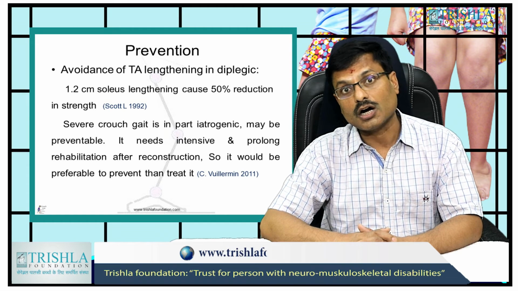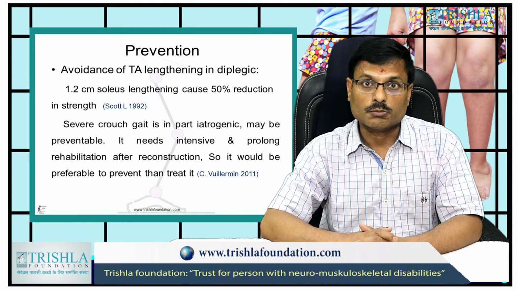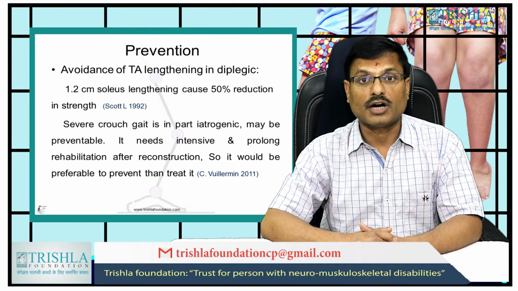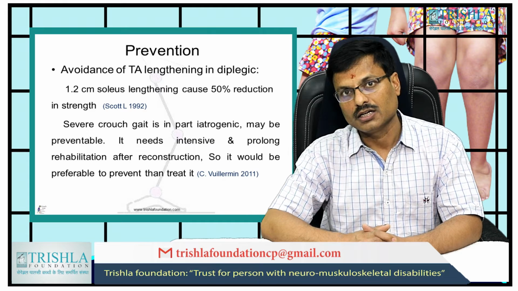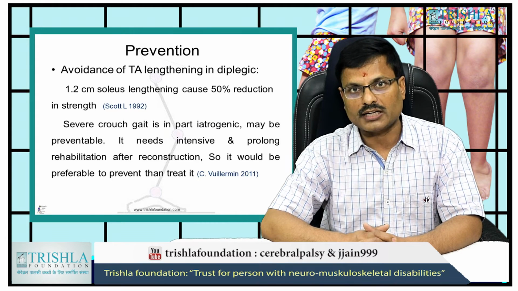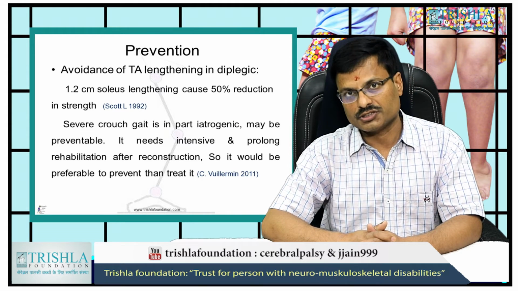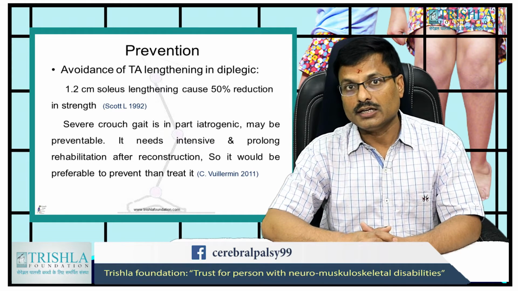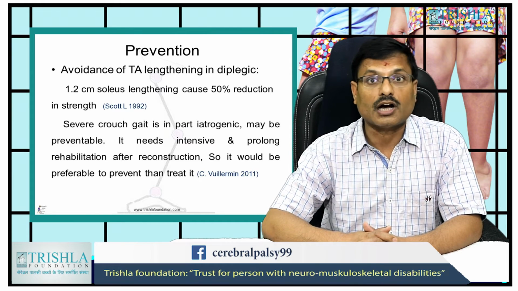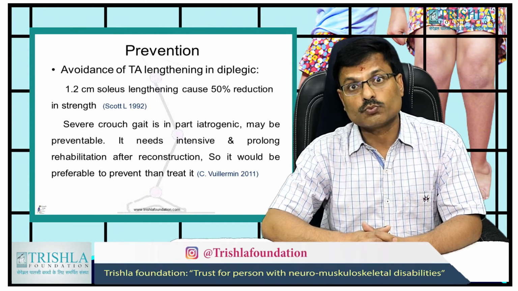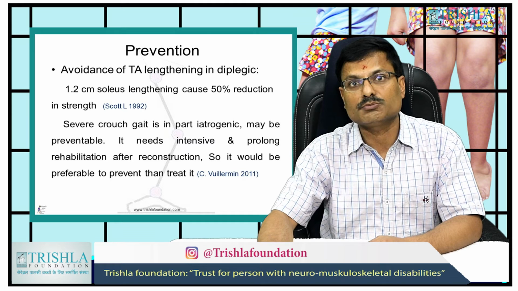First of all, we should like to know how we can prevent this crouch gait. We cannot prevent it totally, but we can prevent it to some extent by some measures. As you know, 15 to 20 years back, whenever we saw a child toe walking, most surgeons would go for tendo-Achilles lengthening, surgical lengthening of the heel cord. Even nowadays only a few surgeons will operate. That heel cord lengthening will also lengthen the soleus muscle. As you know, 1 centimeter of soleus muscle lengthening can cause a 50% decrease in muscle power.